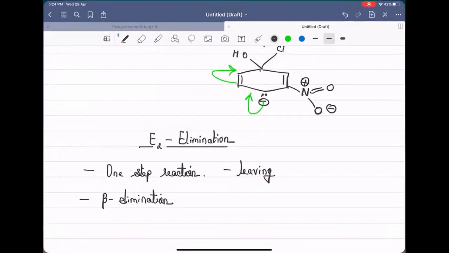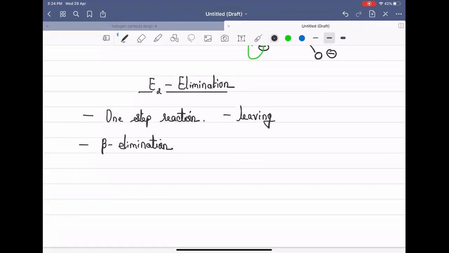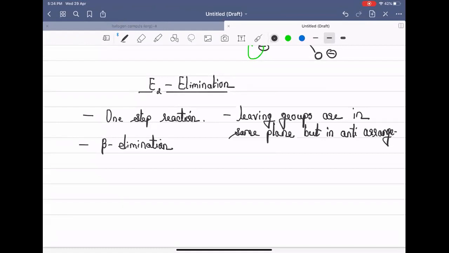So the leaving groups are in the same plane, but in anti-arrangement. They are in the same plane but in anti arrangement. Eliminations are generally favored by bases.